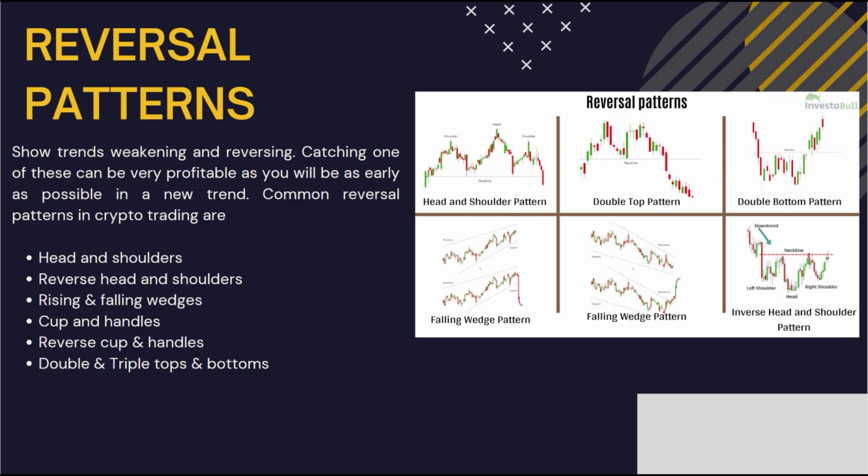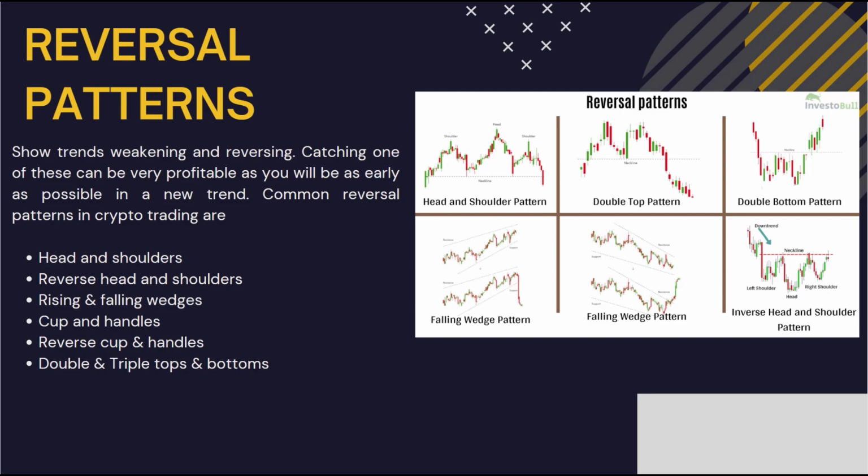The next type of pattern is the reversal pattern. These types of patterns show weakening of a trend and can often indicate that a trend is changing its course. This can be very profitable because you can get into a trade at the beginning of a new trend. There are many reversal patterns. For now, we'll go over the most common but powerful ones.